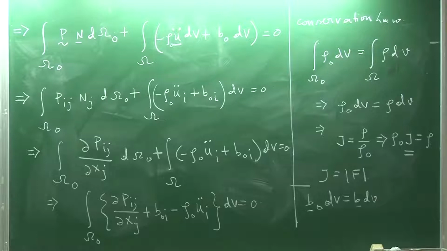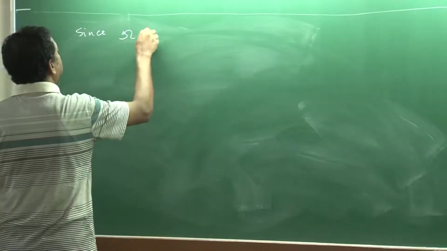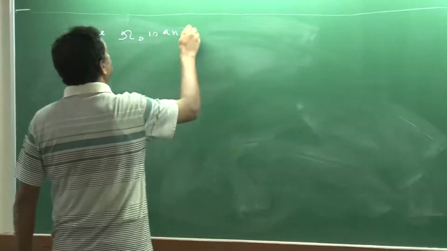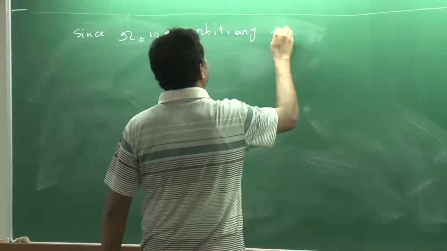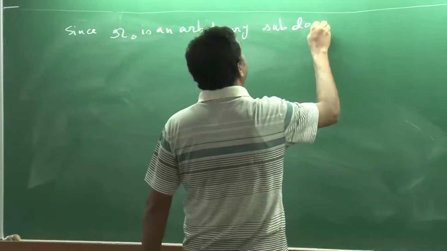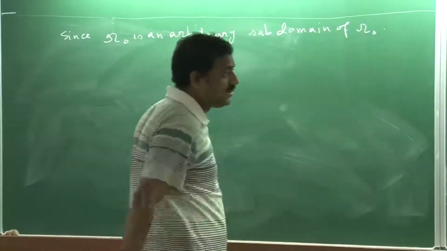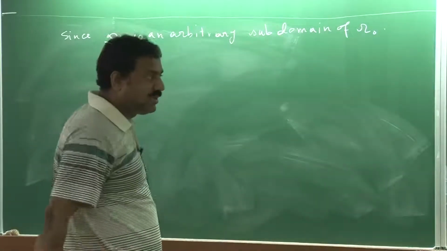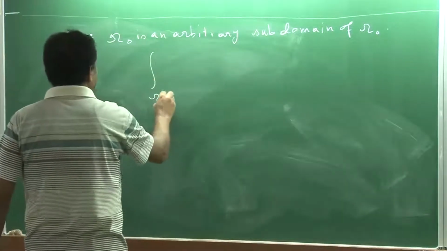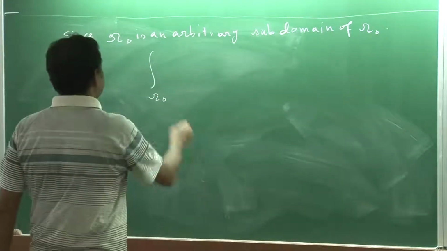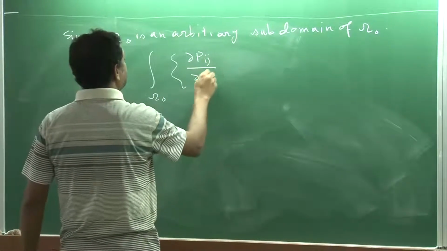since omega 0 is an arbitrary subdomain of omega 0, the integrand can vary. So, the integration, when we are writing, we have discussed it, in terms of weak form, strong form, all these things, even in the finite element context I just discussed.